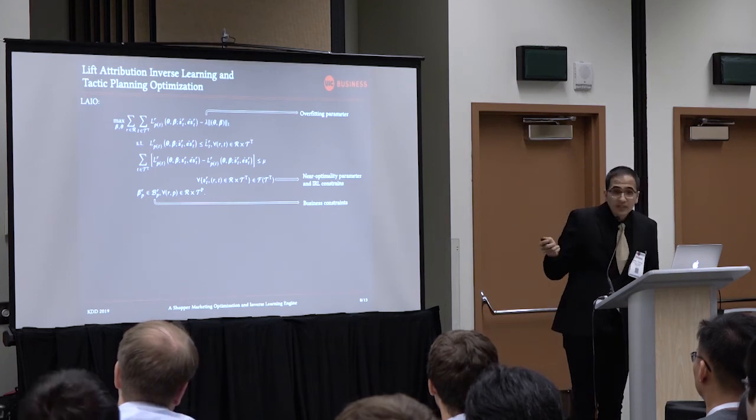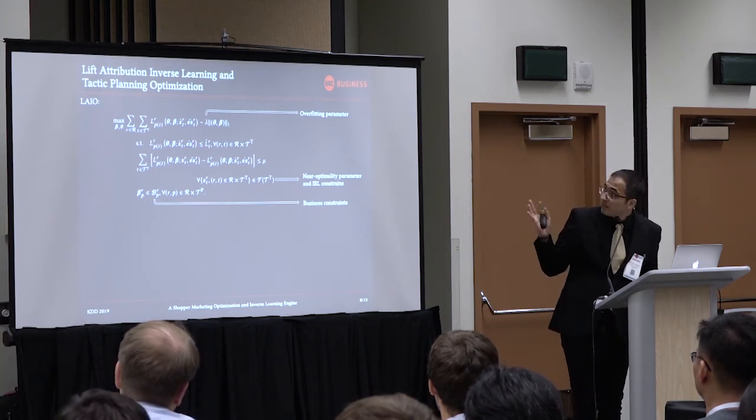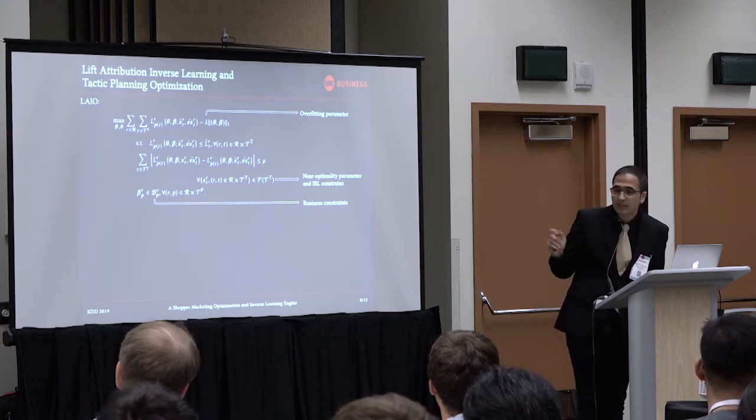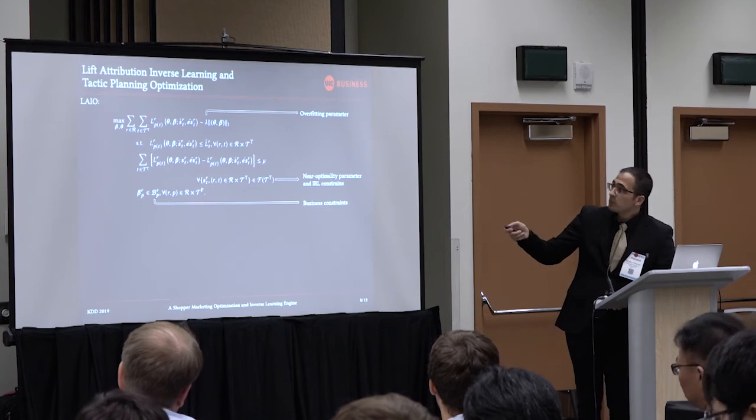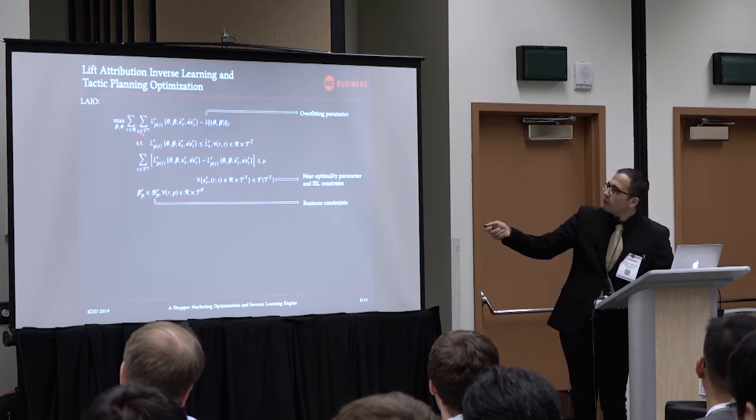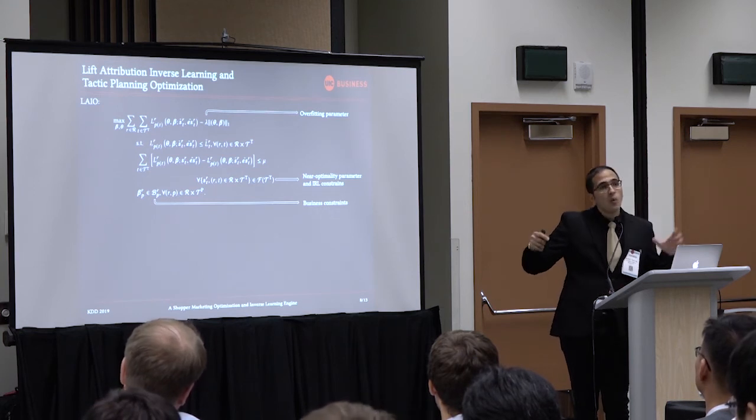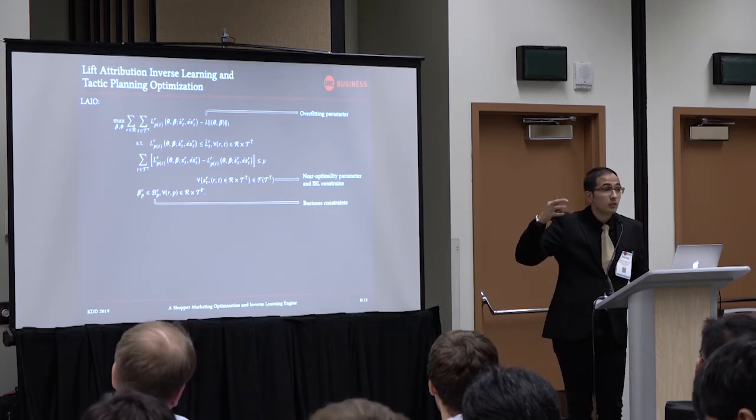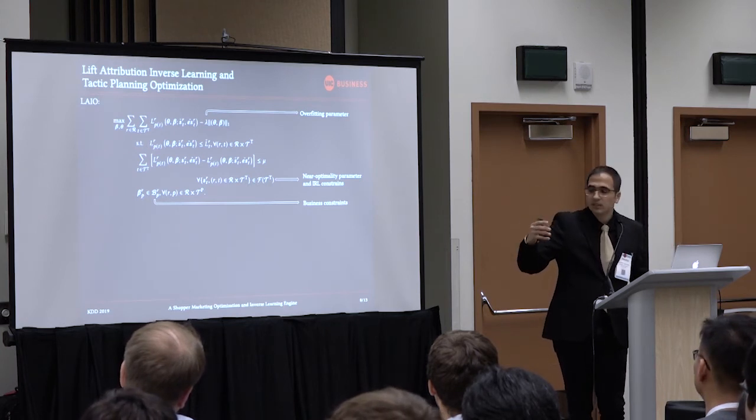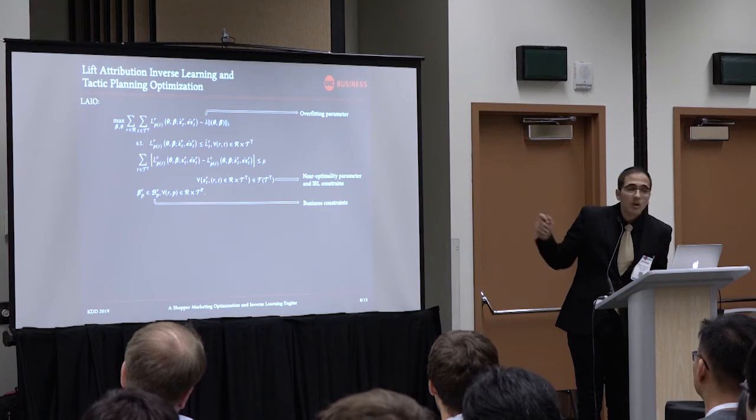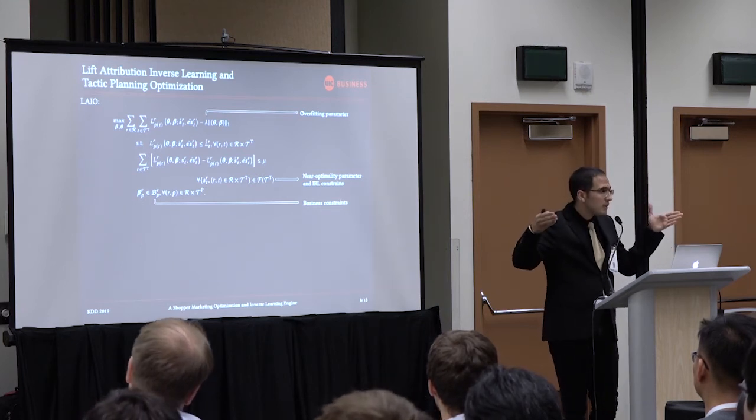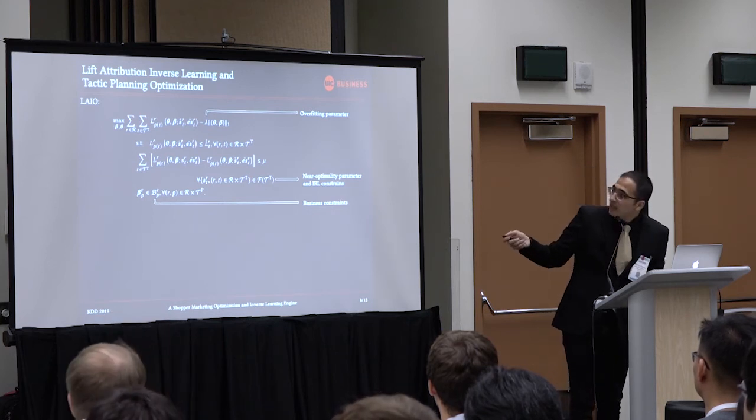So we have the lift attribution, inverse reinforcement learning, and the tactic planning optimization. Here is the lift attribution. The objective of this problem is to compute the parametric function of lift. We have two parameters, beta and theta. One is for the lift due to shopper marketing tactics. The other is due to the non-shopper marketing factors. Here we maximize the lift across multiple retailers, across a finite planning horizon. And we have a constraint.